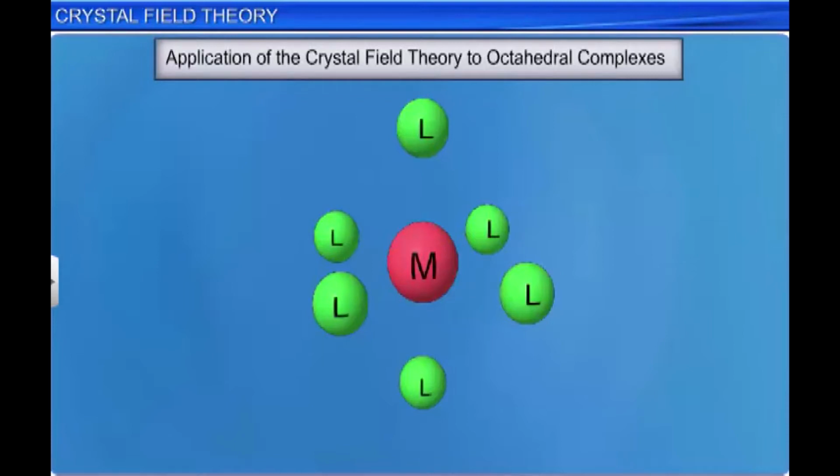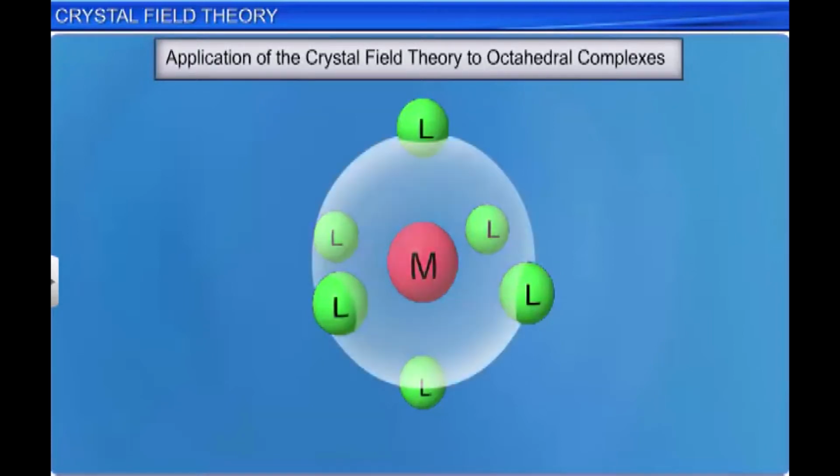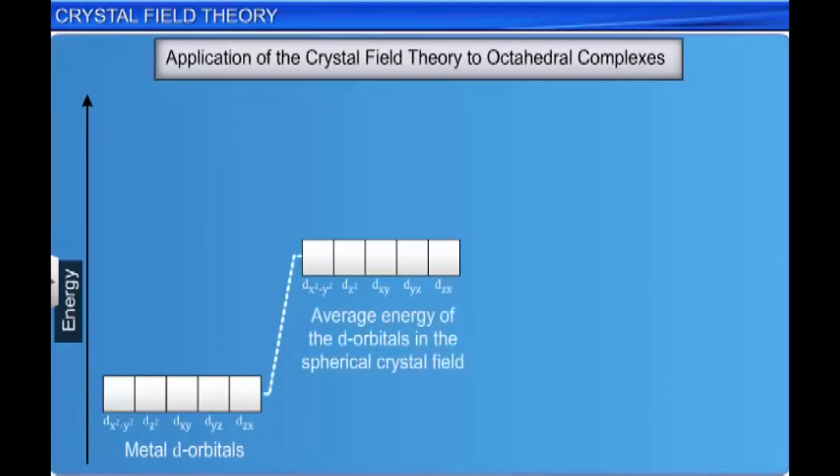In the first step, it is assumed that the ligands approach the metal ion spherically, that is, at the same distance from each d orbital. At this stage, the energy of all the d orbitals is raised by the same amount. That is, the 5d orbitals still remain in a degenerate state. The average value of energy of 5d orbitals at this stage is taken as 0. This is called the barycenter.